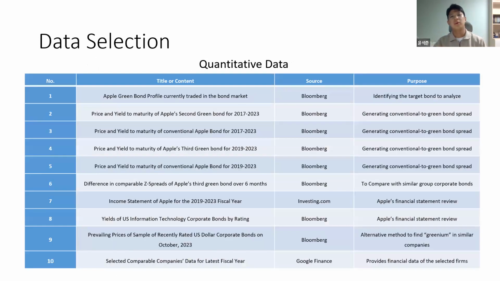I selected most of the data from Bloomberg. The important data is actually from number 2 to 5. As I said, there are two green bonds now issued after the first green bond.